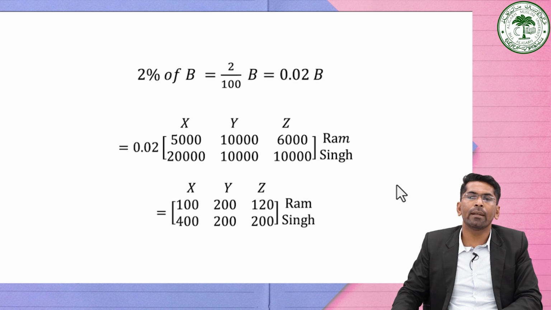This shows that in the month of May, Ram will receive rupees 100, 200 and 120 as a profit in the sale of each variety, that is X, Y, Z respectively. Similarly, Singh received the profit of 400, 200 and 200 in the sale of each variety of rice, X, Y, Z respectively. So this is the answer for the third question, the profit of each farmer.